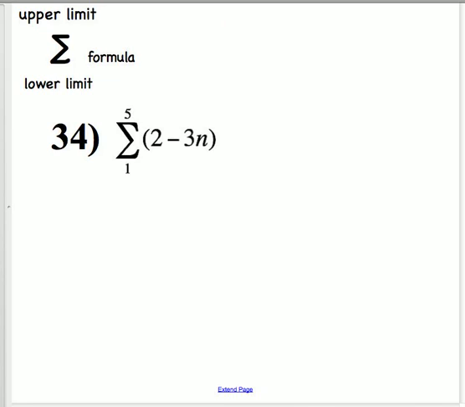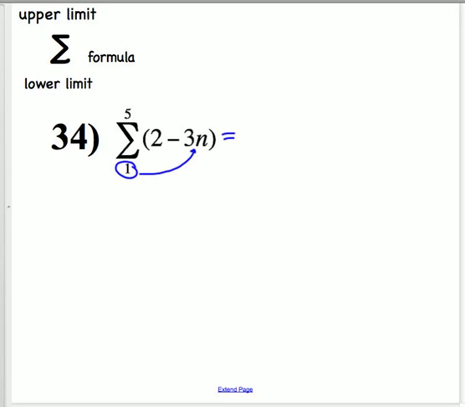Next one is a summation. I'm supposed to find the sum represented by that specific sigma notation. So what does this mean to do? What this means to do is I take that lower limit, which is the 1, and I substitute it in for n.